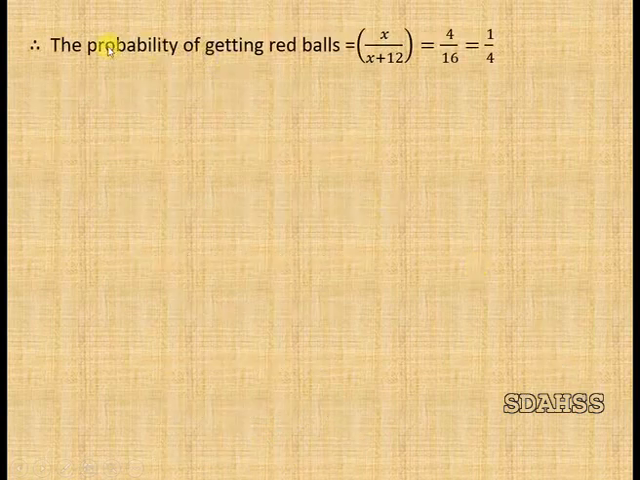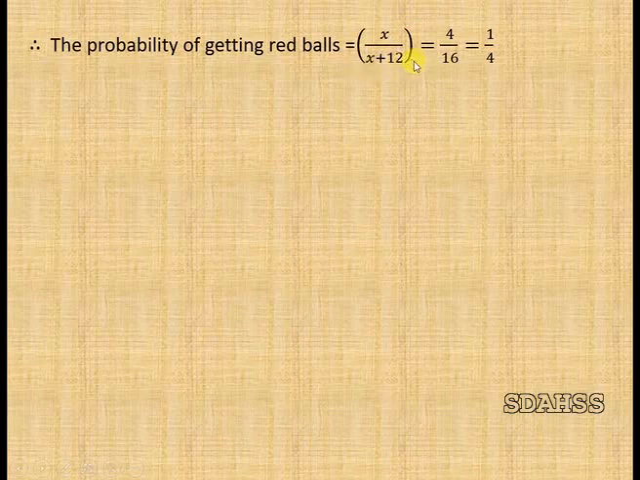So the probability of getting a red ball is equal to x by x plus 12. Substitute x is equal to 4, so you have 4 by 16. Cancel the numerator and denominator by 4, so you have 1 by 4.